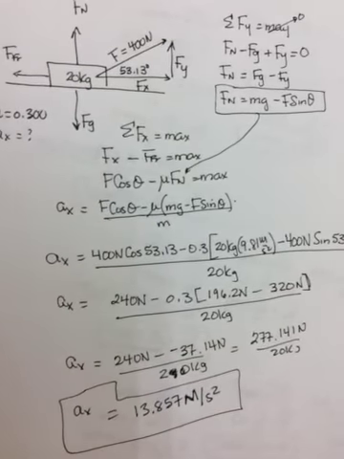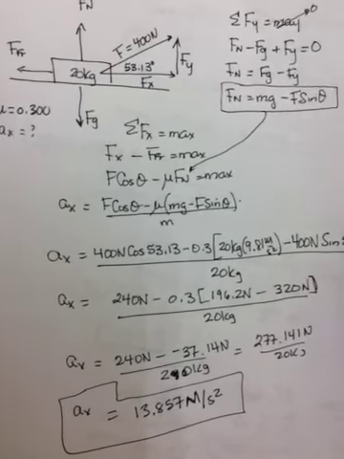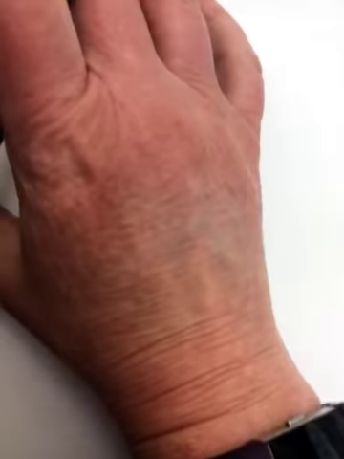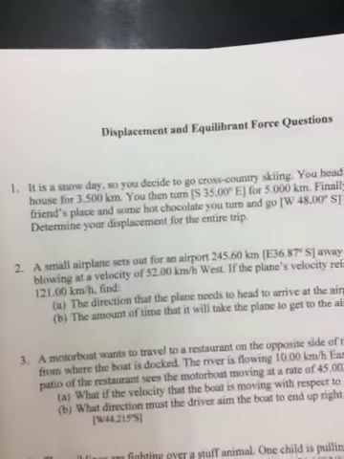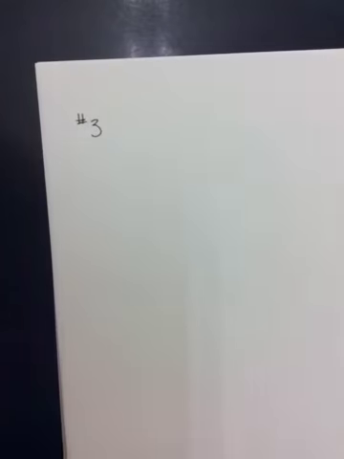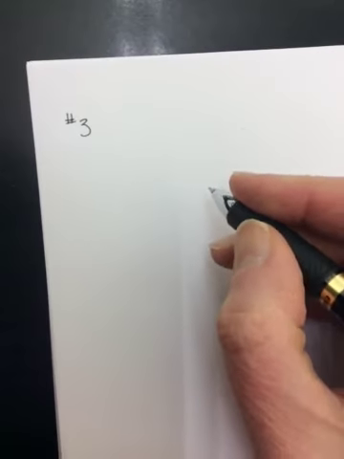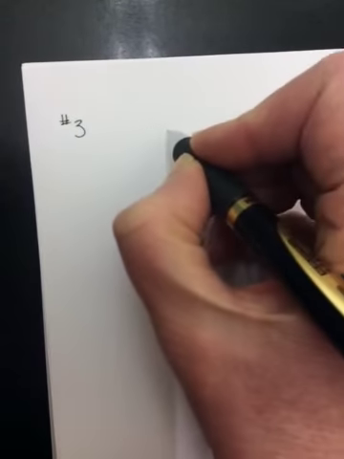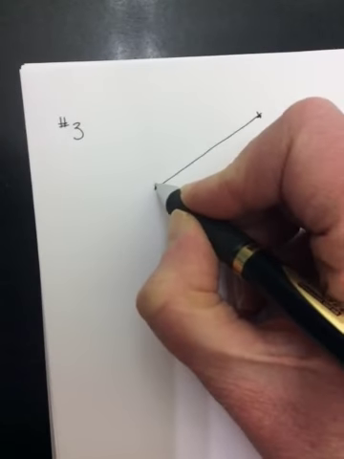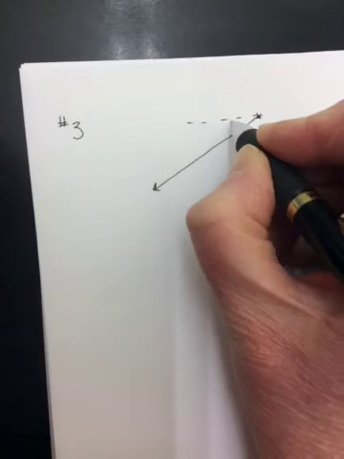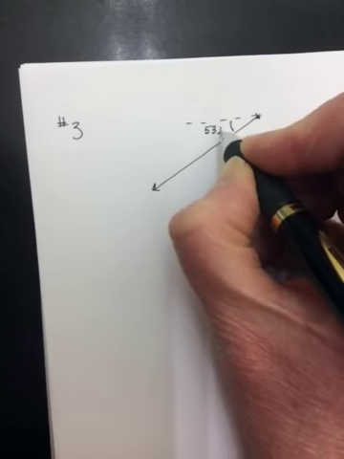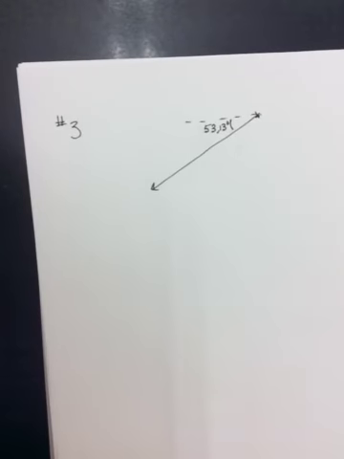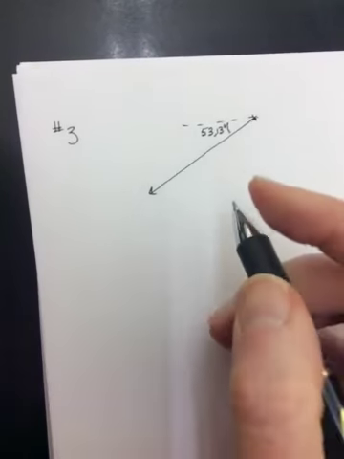Okay, so that's the answer to the example from class. I also promised you that I would do number 3 on the displacement and equilibrium force questions because we didn't get to it. So number 3 says, a motorboat wants to travel to a restaurant on the opposite side of the river, west 53.13 degrees south. So you're up here and you want to go west-south. So you want to go down here, so that this angle in here is 53.13 degrees.